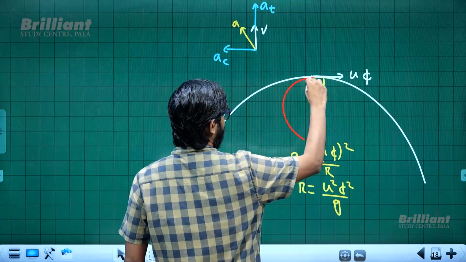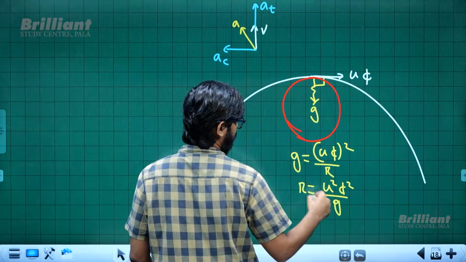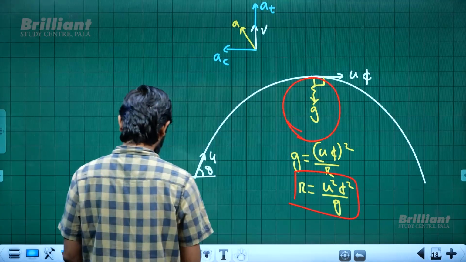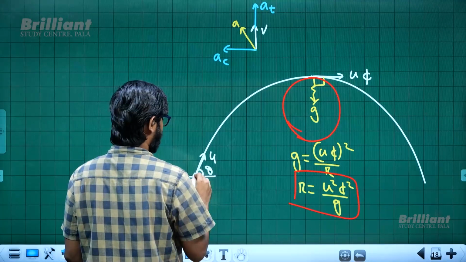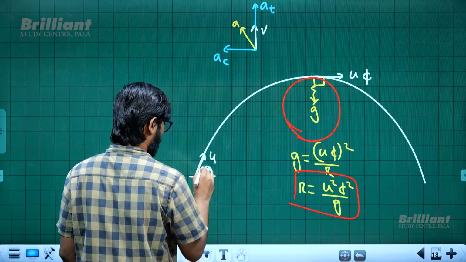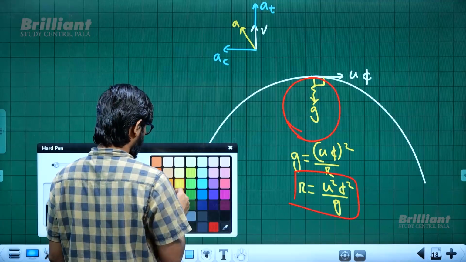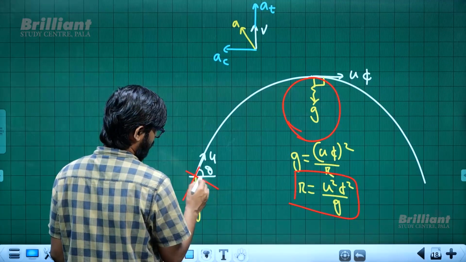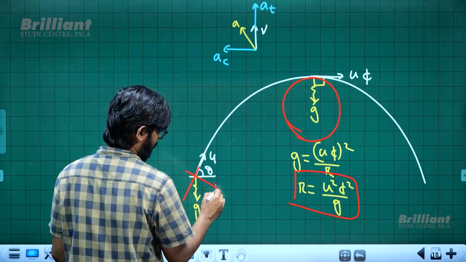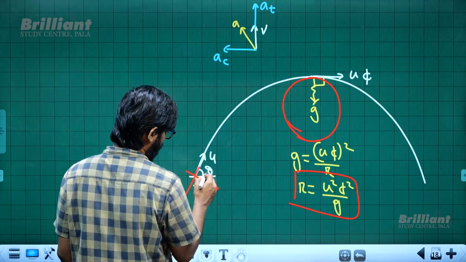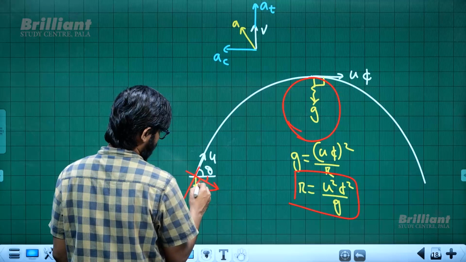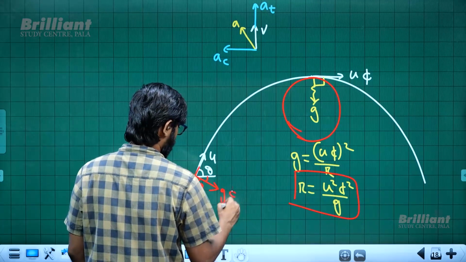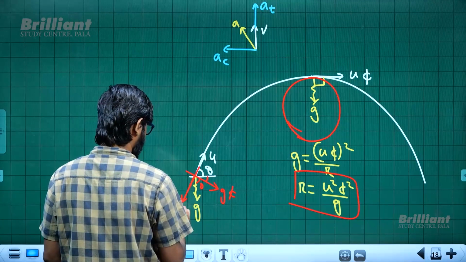If you see that point as a part of a circle, what is the radius of that circle? It will be this much. But if they ask what is the radius of curvature at the initial point, what are you going to do? Resolve this acceleration into two components, one along the velocity and one perpendicular to the velocity. This is theta, this is 90 minus theta, this is theta. So this will be g cos theta and this will be g sin theta.